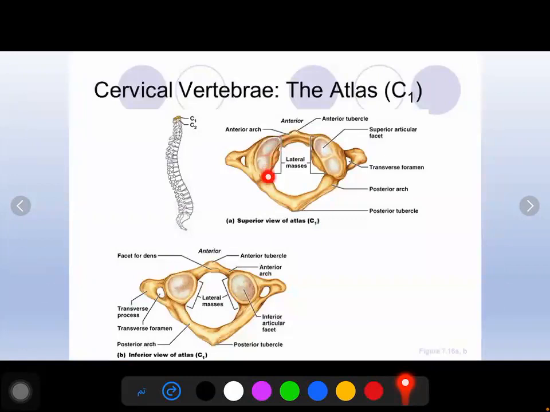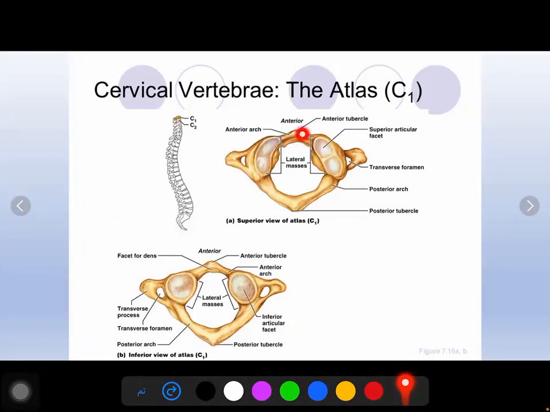It is a ring shape. As you see, this is a ring shape. It has no body. It is the only vertebra that has no body. Composed of lateral masses, this is a lateral mass of the C1 vertebra, connected by two arches. This is the anterior arch and this is the posterior arch.